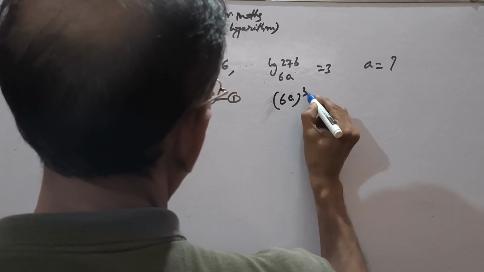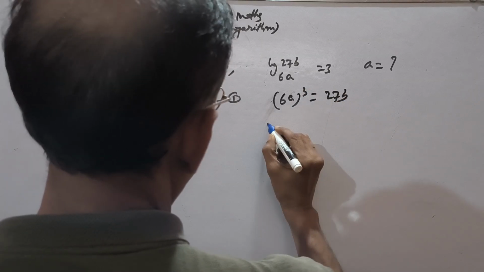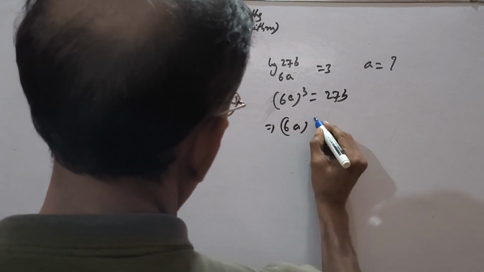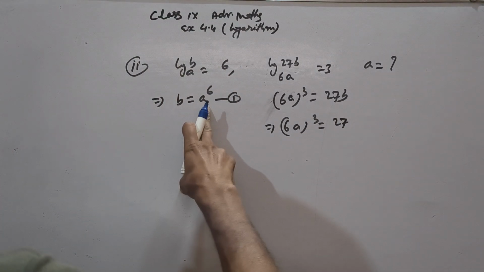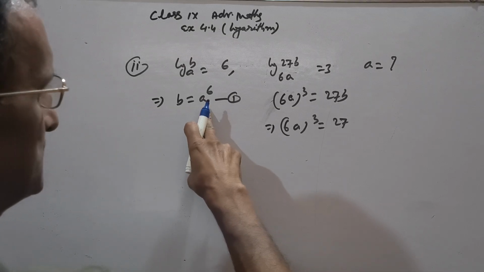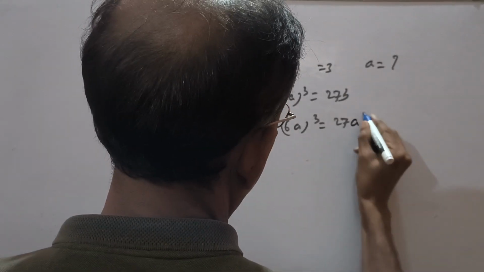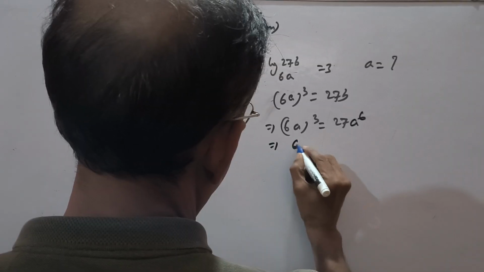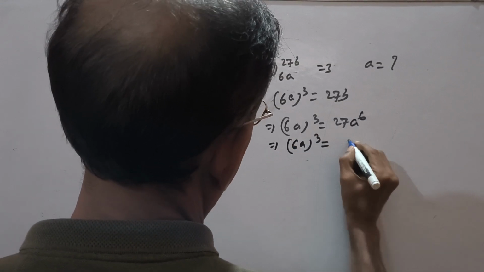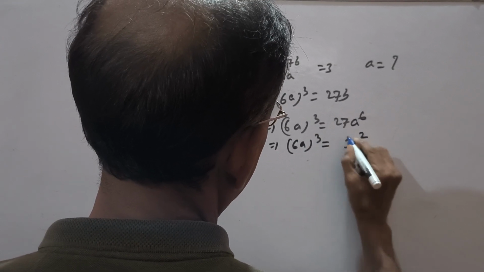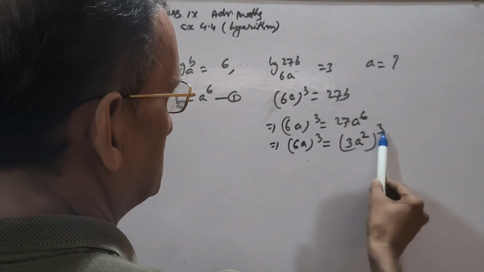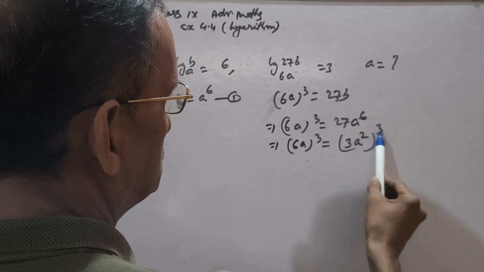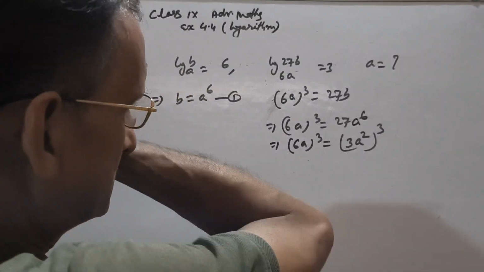6a whole to the power 3 equal to 27b. Again, replace the value of b from 1. For b, what can we write? a to the power 6. So this is 6a whole to the power 3 equal to what will you write? 3a square whole to the power 3. Is it clear? 3 to the power 3 is 27, a 2 to the 6. 2 3 is 6. Okay.